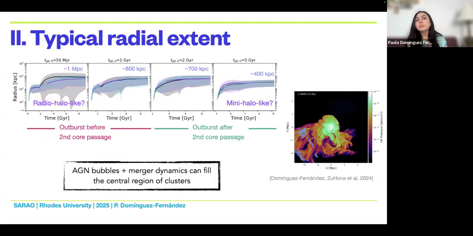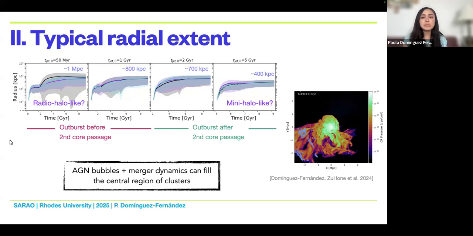Now, moving on to the second phase, right? So here we are talking about the phase where all of the cosmic ray material has basically been dragged out and mixed with the intracluster medium, and has a shape that looks kind of like this. So we were interested in knowing, okay, what is the typical radial extent that this material could even reach, right? So I am showing this plot over here.